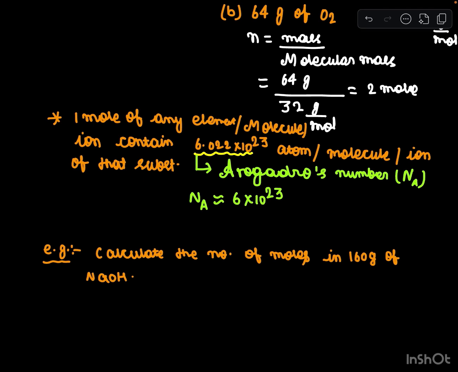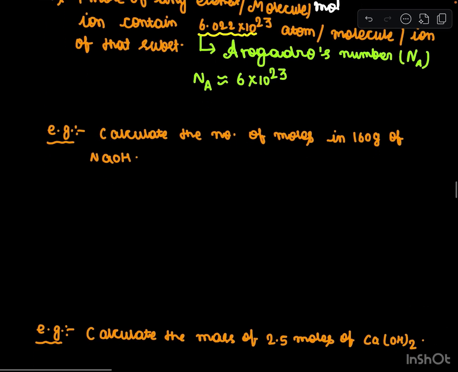Now let's understand whatever theories we have dealt with, using some numericals. First numerical, the easiest one: calculate the number of moles in 160 gram of NaOH. Here the mass is given, which is equal to 160 gram.